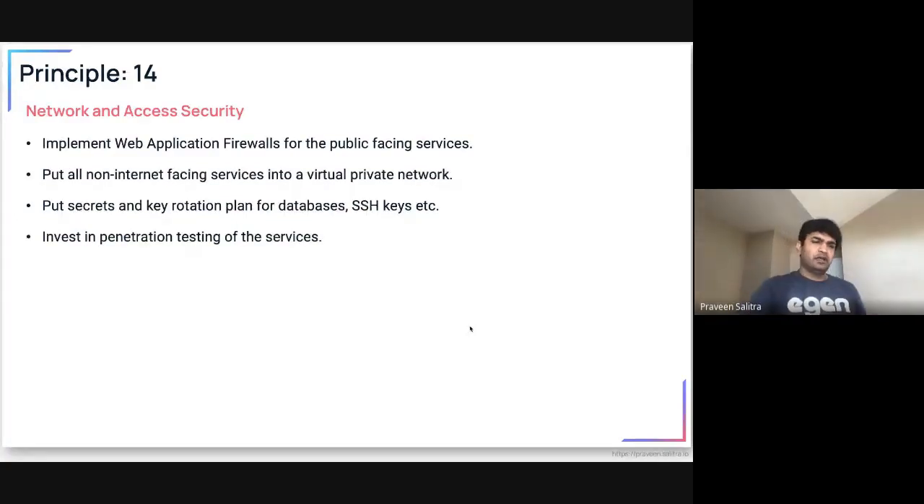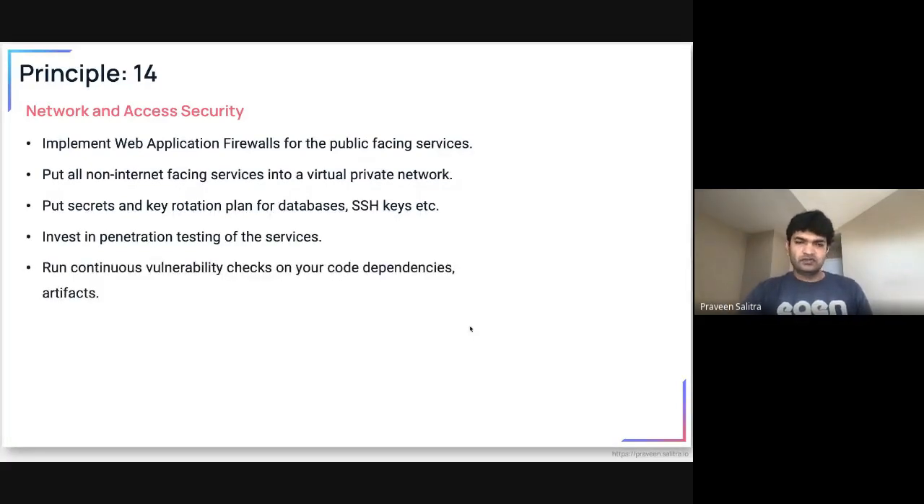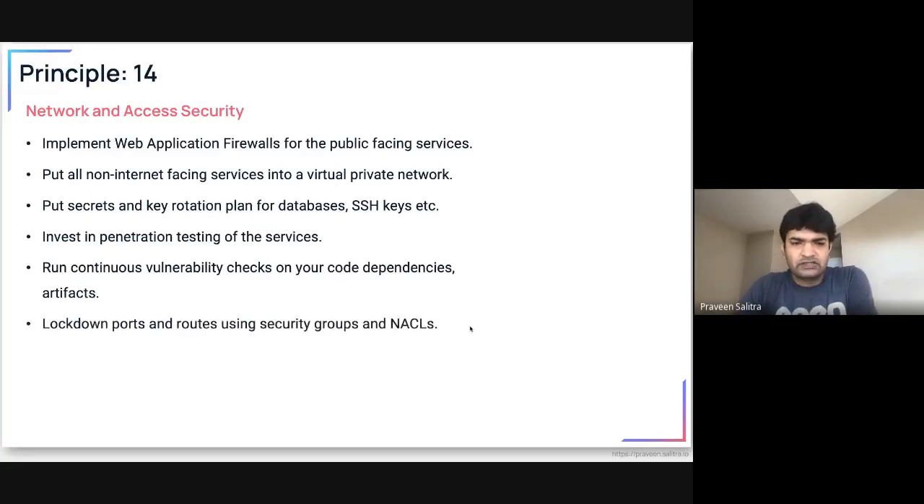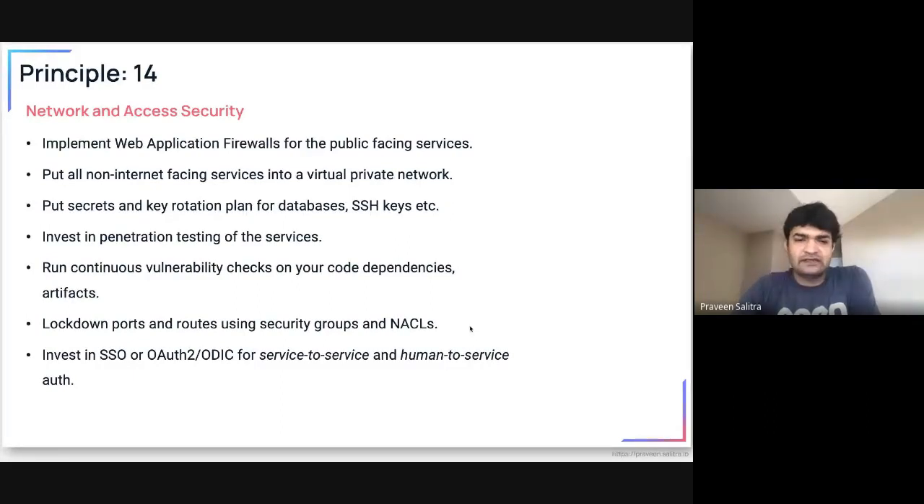But anyway, here, take care of your secrets, and key rotations for your SSH keys, things like that. Do some sort of testing, not just for security or checking if your code is vulnerable, but also DDoS testing and things like that. And run those checks as part of your build pipelines. Log down the routes, ports, and things like that. So a lot of options are available, including for single sign-on. Use some capabilities available out there.